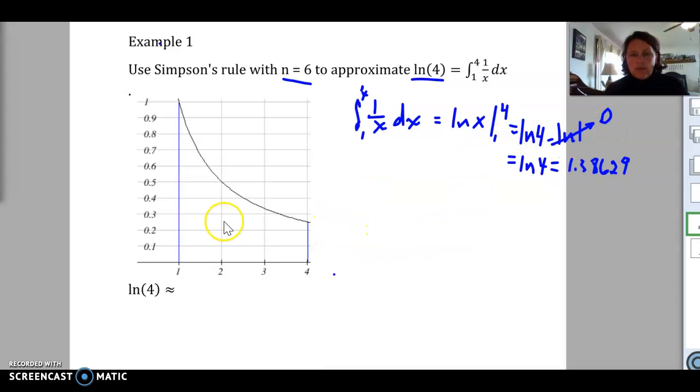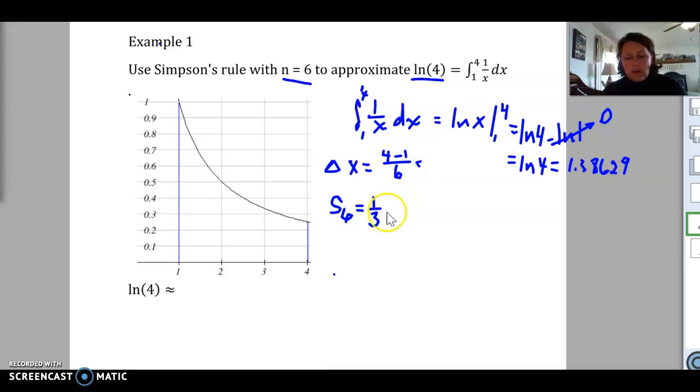So Simpson's rule, we're going to use S sub 6, since we have 6 subintervals, and then we are going to have 1/3 times delta x. So we need to know what is delta x. We're evaluating between 1 and 4, so delta x is going to be 4 minus 1 over n, which in this case is 6. So we get 3/6 or 1/2 is our delta x value.